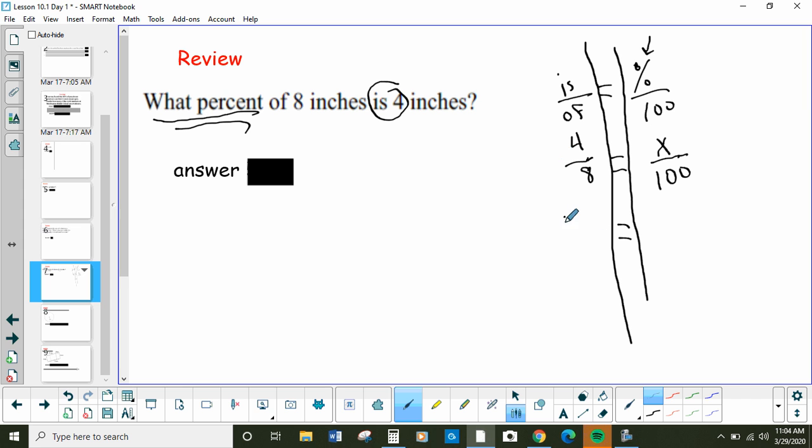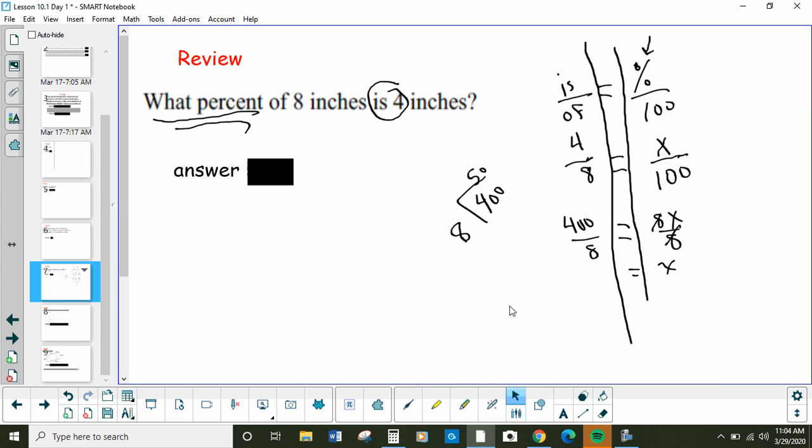Cross multiply. 4 times 100 is 400. And 8 times x is 8x. And we divide by the coefficient, the number in front of the variable. Yes, you can grab your calculators, but you know what? It's just about as fast to just work it out. So I got 400 divided by 8. I get an answer of 50. And since I used percent proportion, this is going to give me the percent already, right?